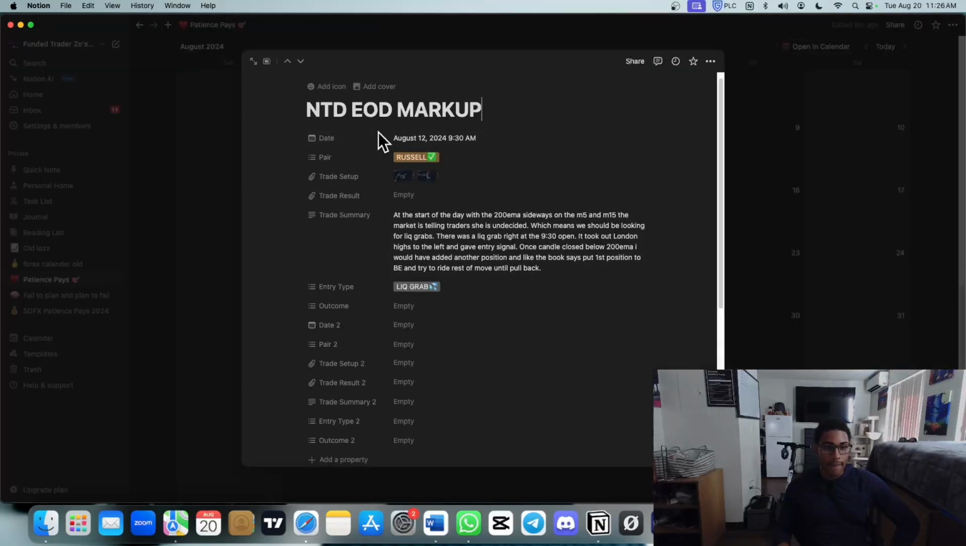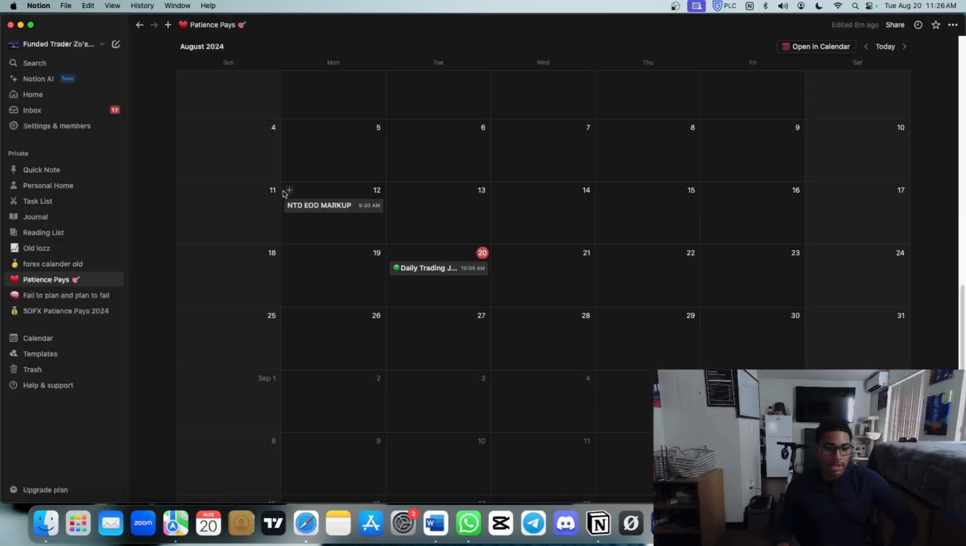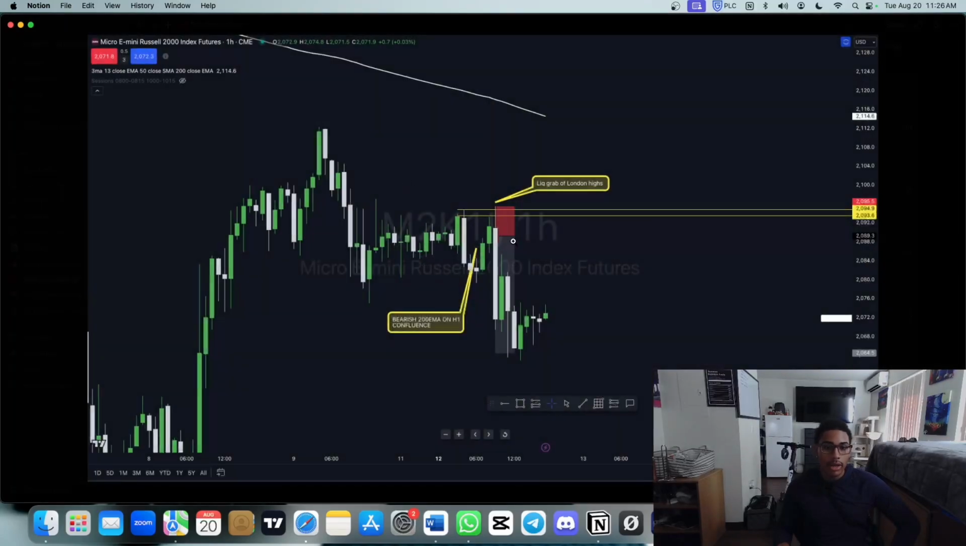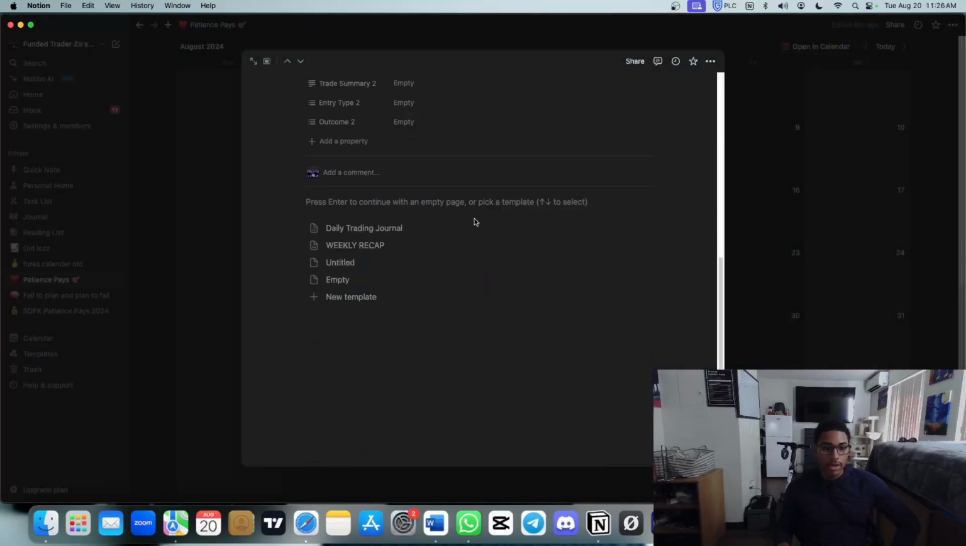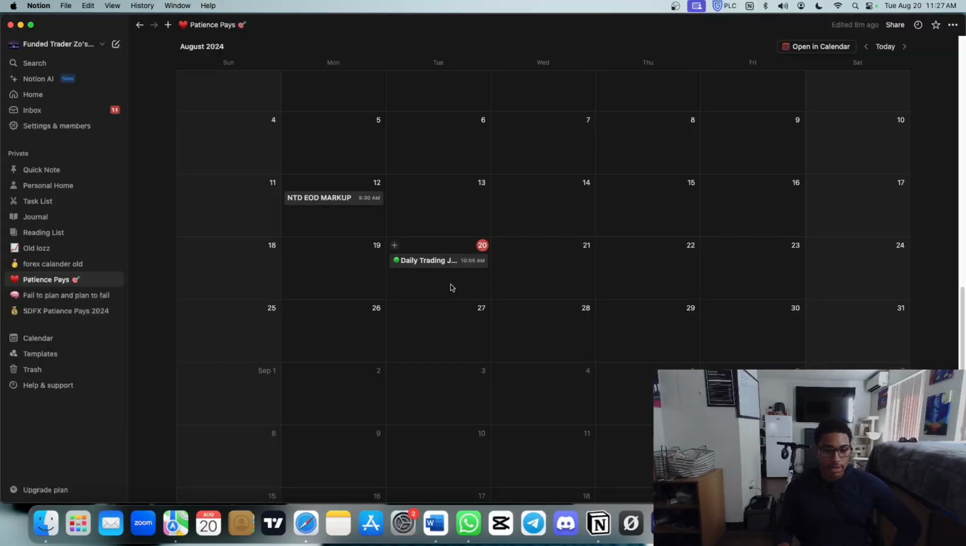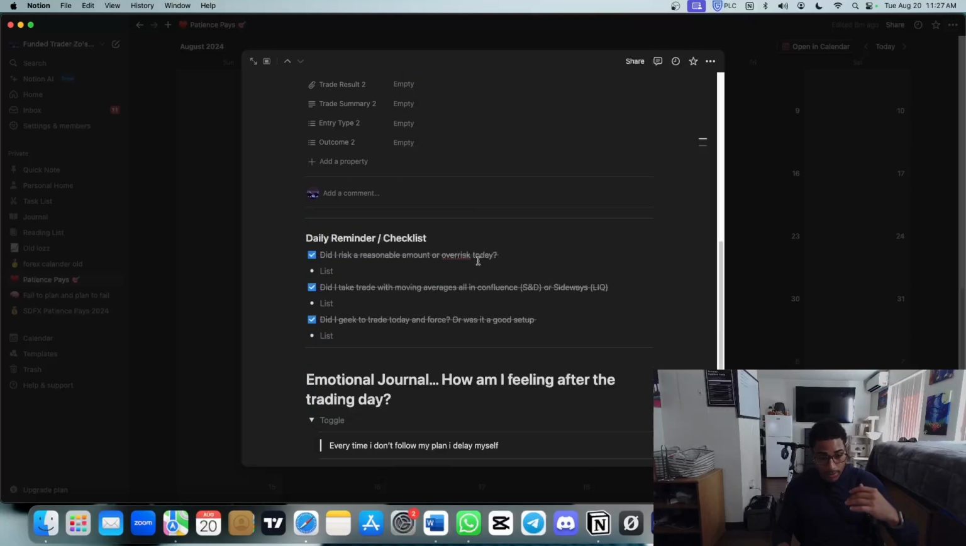Same thing. This was an NTD, no trade day, and no trading day end of day markups. Like literally what I'm doing right now. I didn't trade, but I just peeped it like, oh, okay, this is like a good lit grab. Lit grab sideways. We love when the 200 EMA is sideways on lit grabs. Took the break of the candle, boom, it would have dropped. It would have been good. I didn't really do too much with this because this is an example, so I wanted to show exactly how I would do it normally.